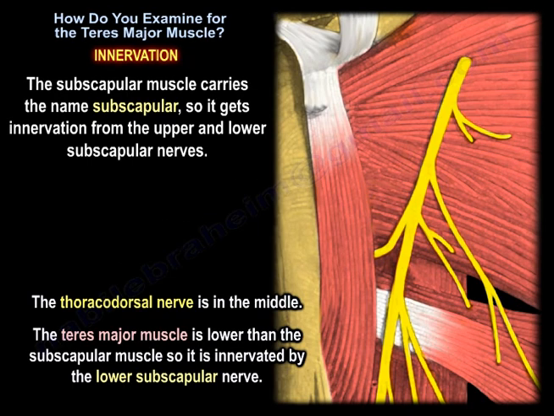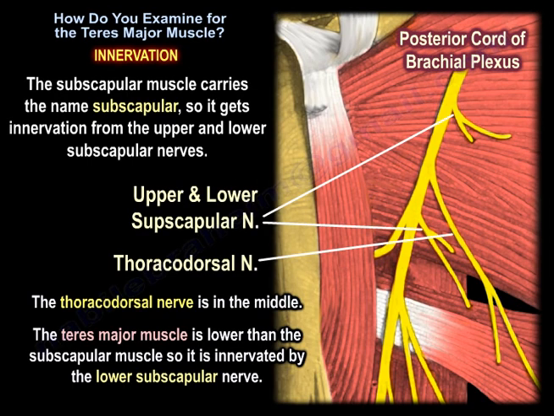The subscapular muscle carries the name subscapular, so it gets innervation from the upper and lower subscapular nerves. The thoracodorsal nerve is in the middle. The teres major muscle is lower than the subscapular muscle, so it is innervated by the lower subscapular nerve, as you can see here in this diagram.